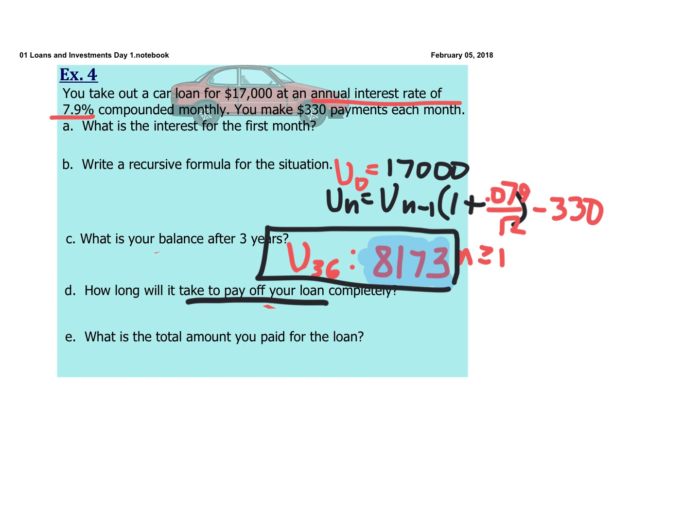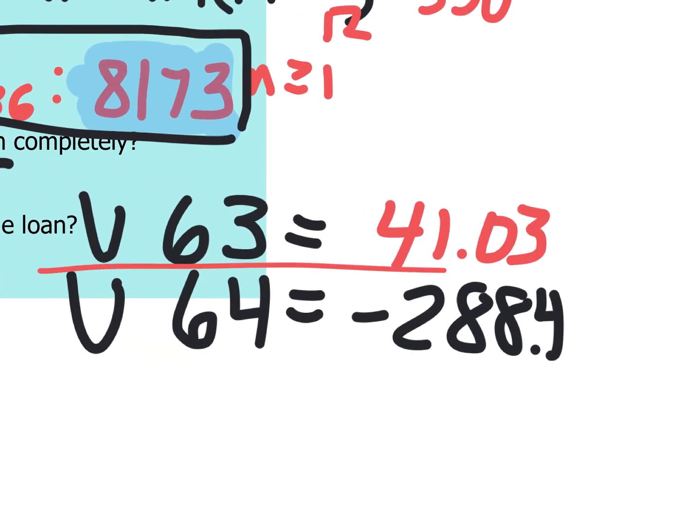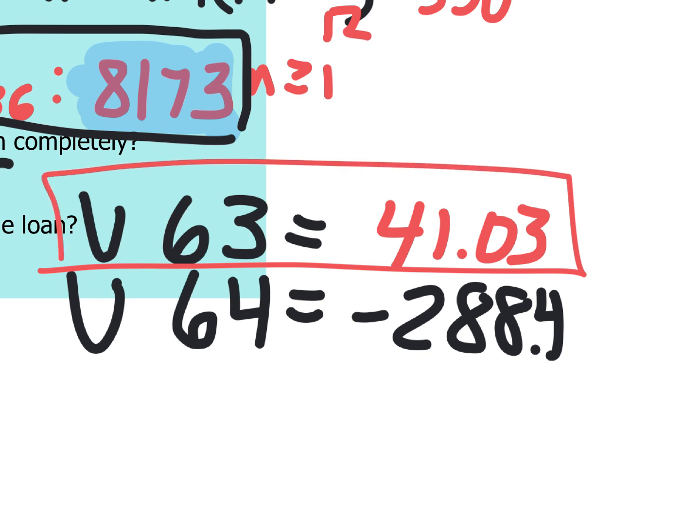And read me exactly, Alex, what it says on line U64. Negative 288.4. And why did it go negative? Because you paid them more than the loan was worth. So tell me what it was on U63. $41.03. Do you get that at that moment, you only owed $41 and you were about to make a payment that was bigger than necessary.